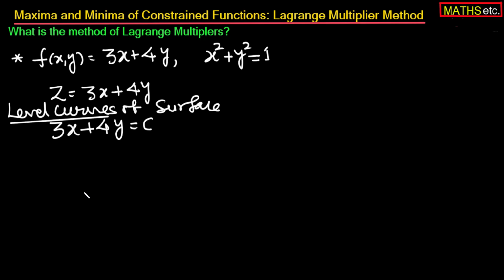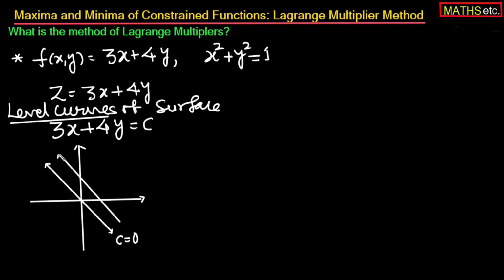So let us draw these straight lines in the xy plane. This is the x-axis and we have the y-axis. Suppose we take c = 0, so we will get a straight line passing through the origin. This is the level curve corresponding to c = 0. Similarly, for different values of c, we will take straight lines which will be parallel to this straight line. So we draw other parallel straight lines here, another parallel line here, for different values of c.